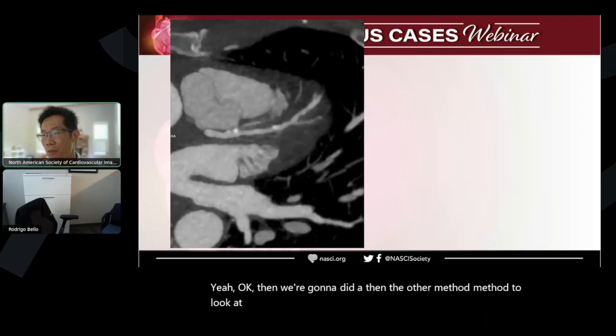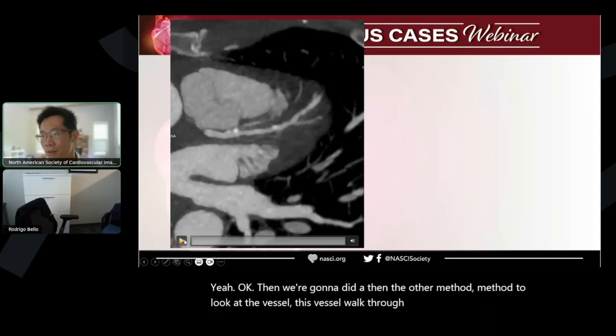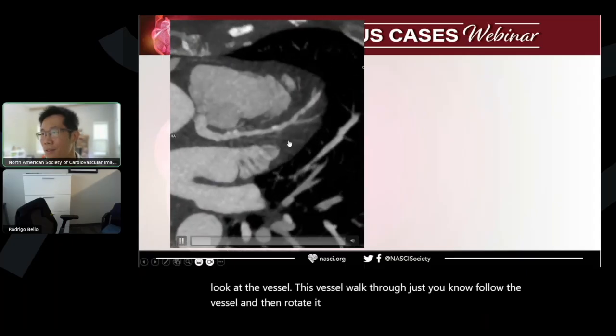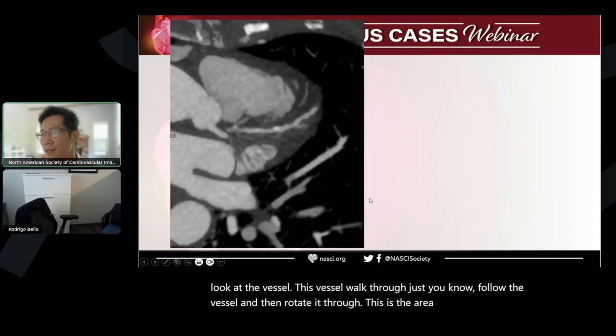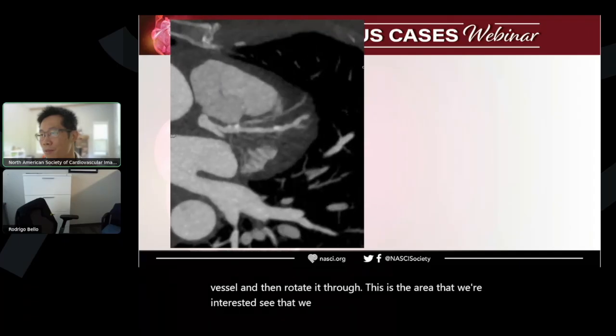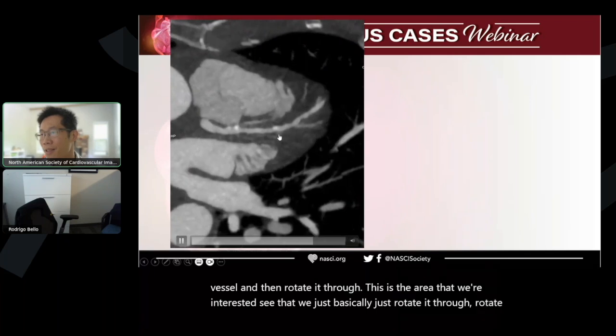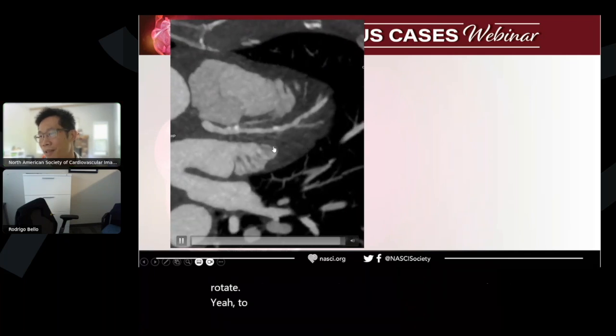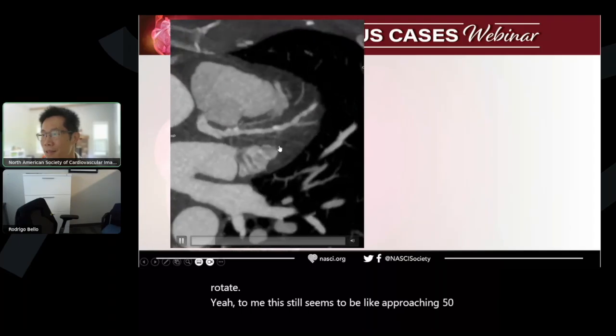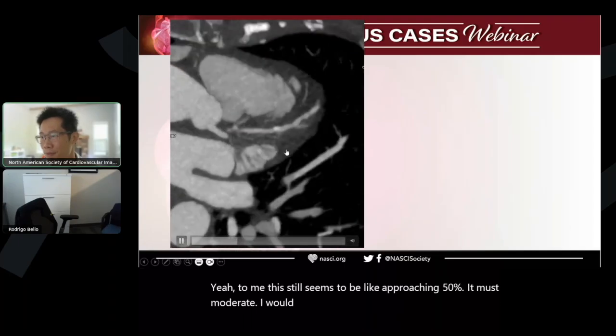Then we're going to use the other method to look at the vessel. This vessel walkthrough, just follow the vessel and then rotate it through. This is the area that we're interested in. You see that? We just rotate it through. To me it still seems to be approaching 50%. Mild to moderate, I would say approaching 50% when I rotate it through.